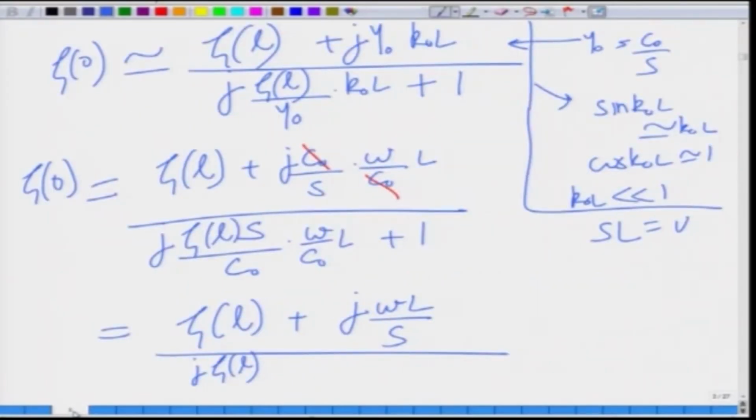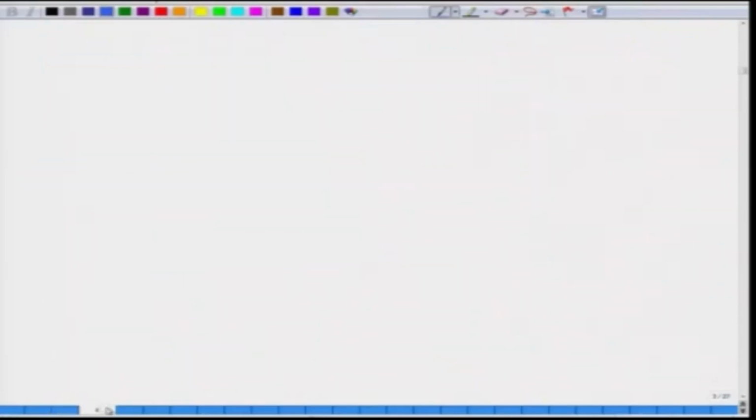So, under such a situation we can combine S into L as the volume of the tube, and here we get omega and C naught square. All these terms we should recall, we are seeing all these familiar faces. So, zeta at x equal to 0 is related then to this thing at zeta at x equal to L plus.